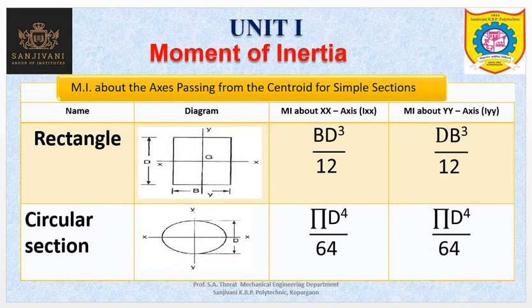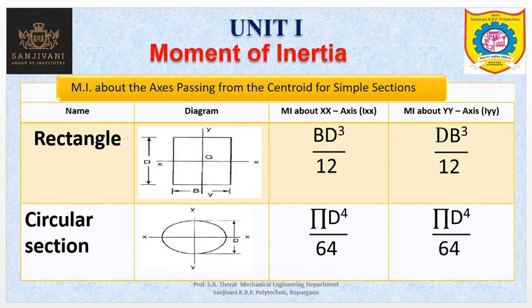Now concentrate on the first geometry, which is the most required geometry in this unit, moment of inertia, that is a rectangle. Here there are two centroidal axes, centroidal axis xx and centroidal axis yy, as these are passing through the centroid. First we will see the formula to calculate the moment of inertia about the xx axis, that is Ixx.